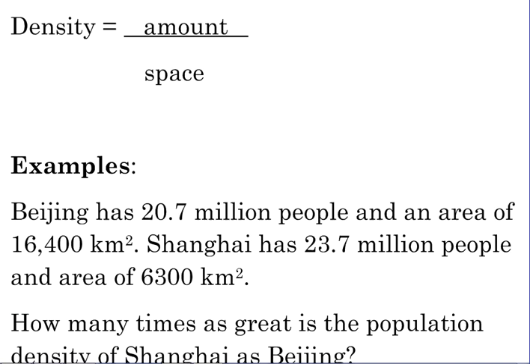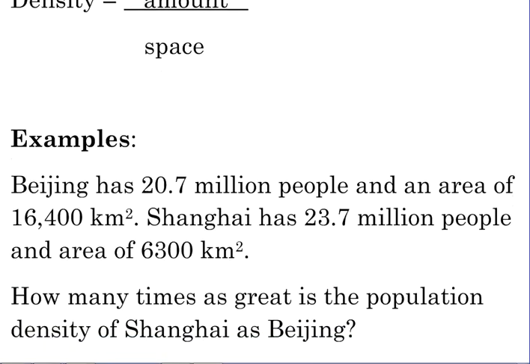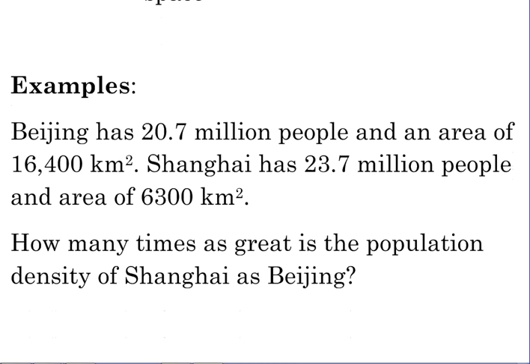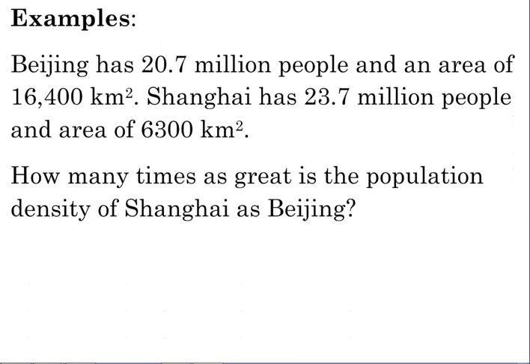So in this problem, it says Beijing has 20.7 million people and an area of 16,400 square kilometers. Shanghai has 23.7 million people and an area of 6,300 square kilometers. How many times as great is the population density of Shanghai as Beijing? So let's find these population densities. Let's do Beijing: population amount divided by area.